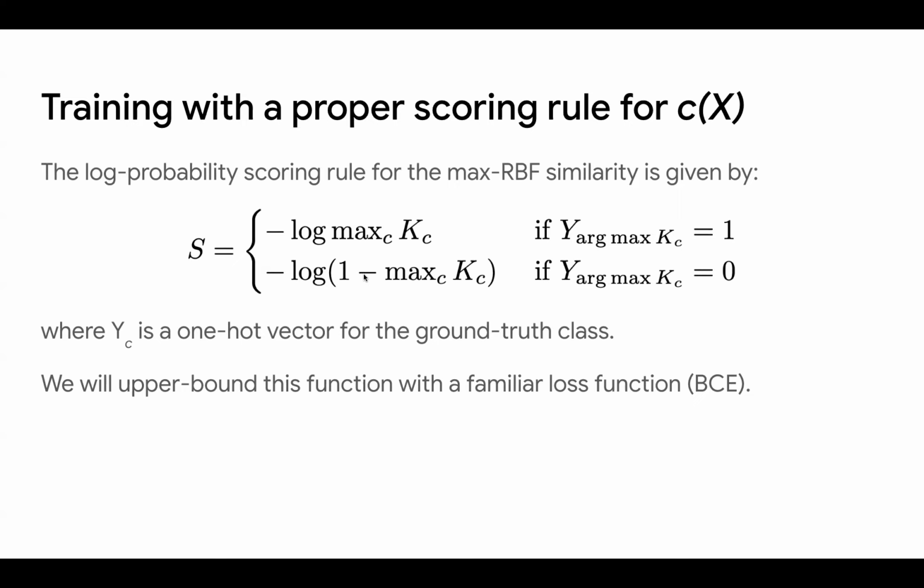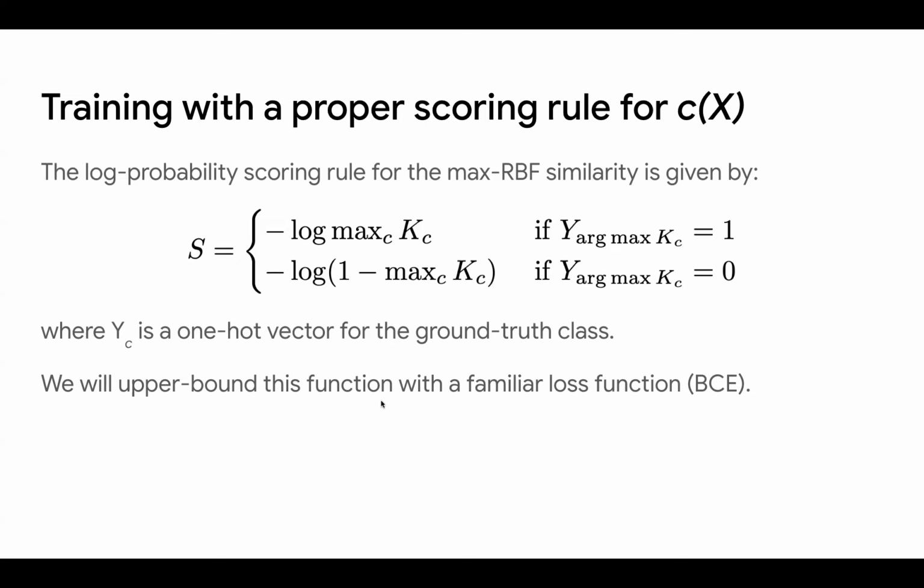And I wrote this down as a minimization problem. So lower is better in this case, actually. Okay. And so what do I mean by this notation here? So YC here is the one-hot vector for the ground truth class. So YC is 1 when C is equal to the ground truth label and 0 otherwise. Okay, so this means your argmax of your K is equal to the ground truth.